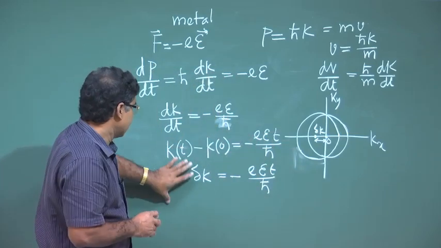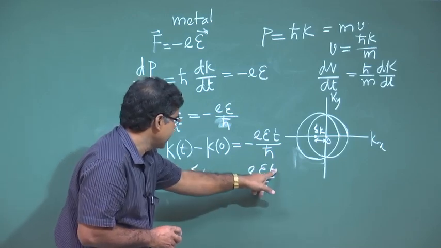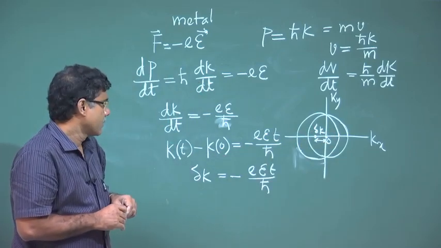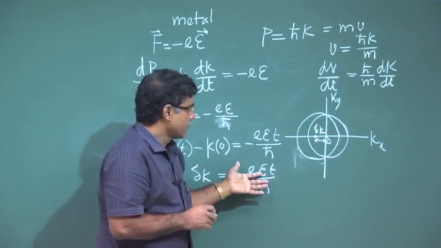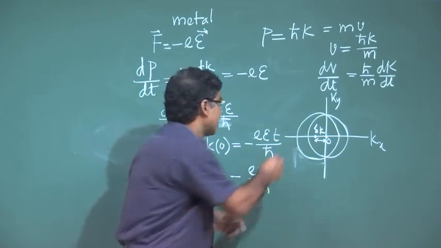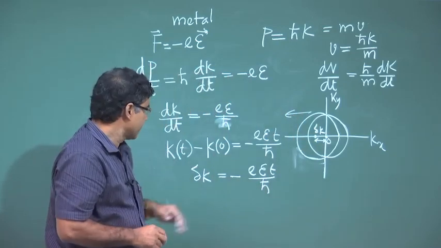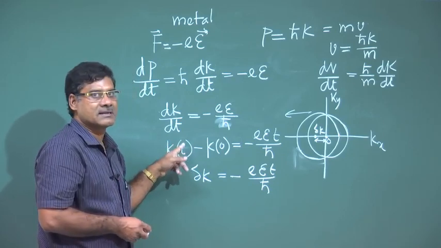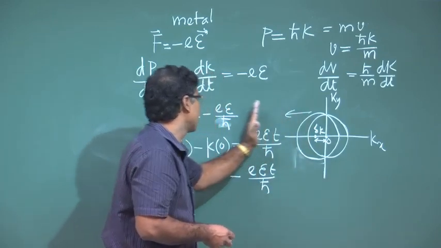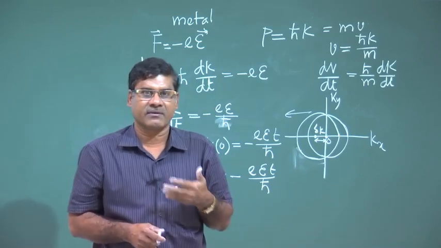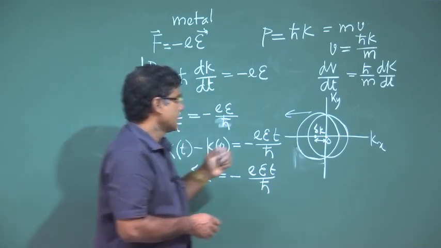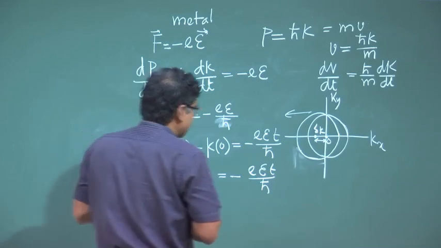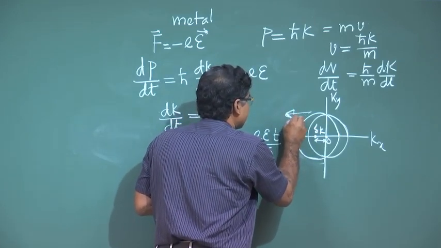So now for time t, the sphere is moved by this amount, right. If I increase the time, it will continue to move, because time is 1 second. After 1 second, what will happen? After 2 seconds, after 3 seconds, after 4 seconds, it will move and move and move. So, under a uniform electric field, but this does not happen.